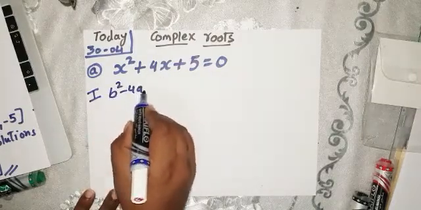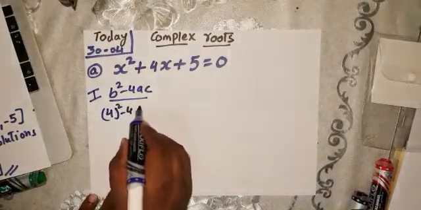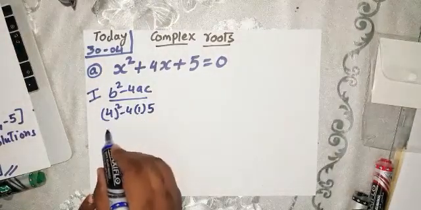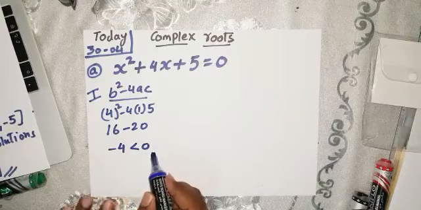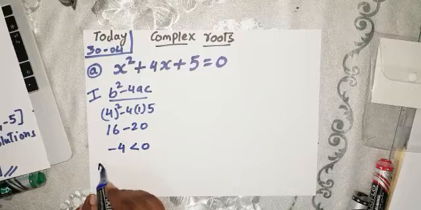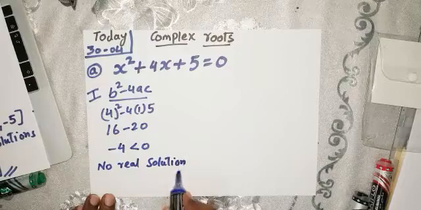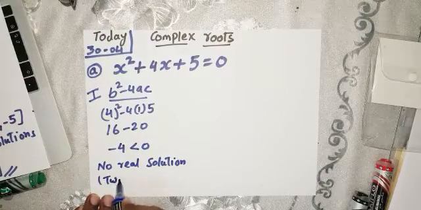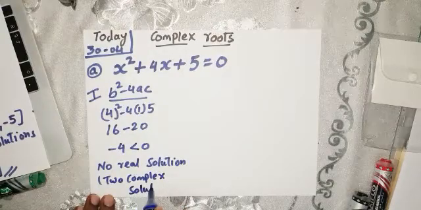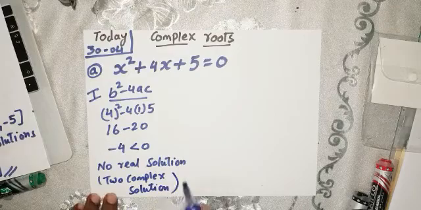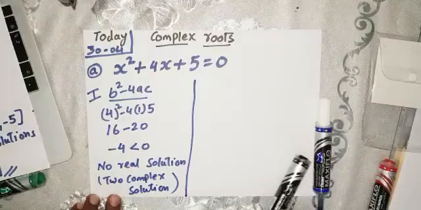B square minus 4ac. So we are going to take 4 square minus 4 times 1 times 5. 16 minus 20 gives me negative 4, which is less than 0. So as it is less than 0, I can say no real solution, but I can have two complex solutions. And what are the complex solutions? We are going to see it now. So now we are taking a challenge: we don't have a real solution, and we want to find what the complex solutions are.